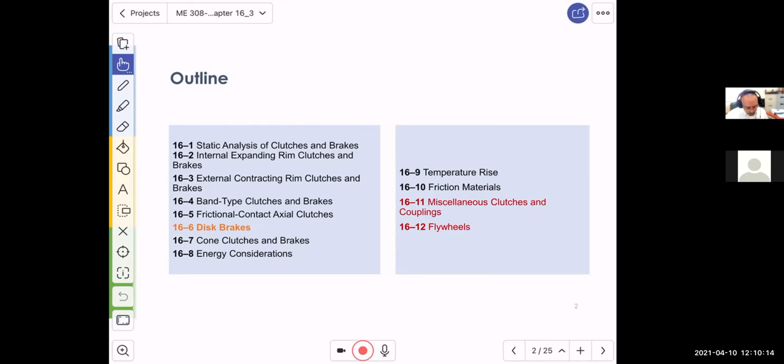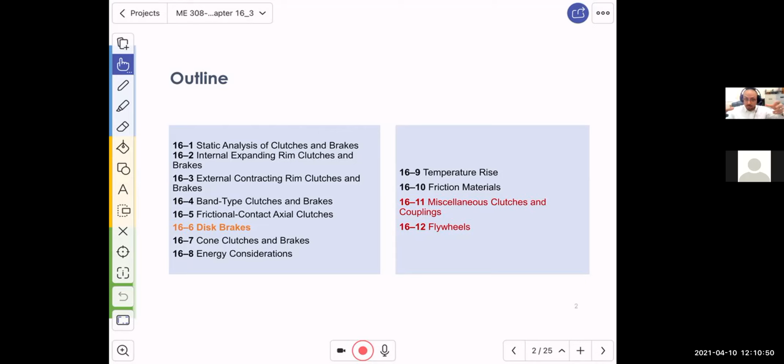And before I move on, I would like to highlight the outline for you. I'm not going to go over it one by one, to save time, but section 16.6 is highlighted in orange. This is disc brakes. So this is the ABS, guys, that probably today we all have. Of course, most cars have an ABS braking mechanism in the front wheel, and in the rear wheel they have a drum mechanism. And this is a reading assignment.